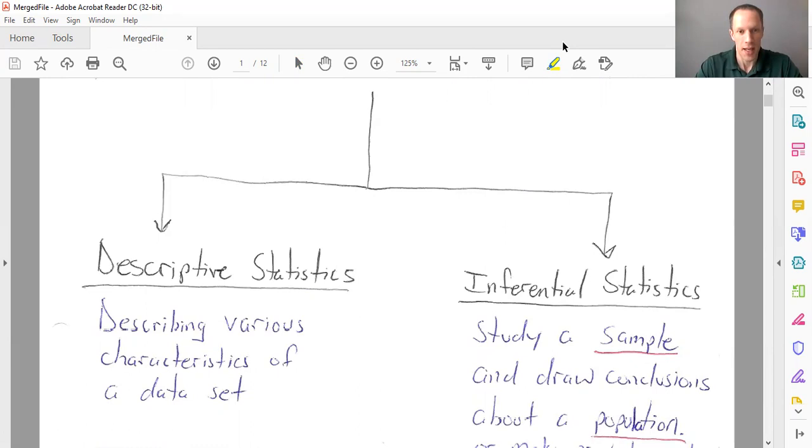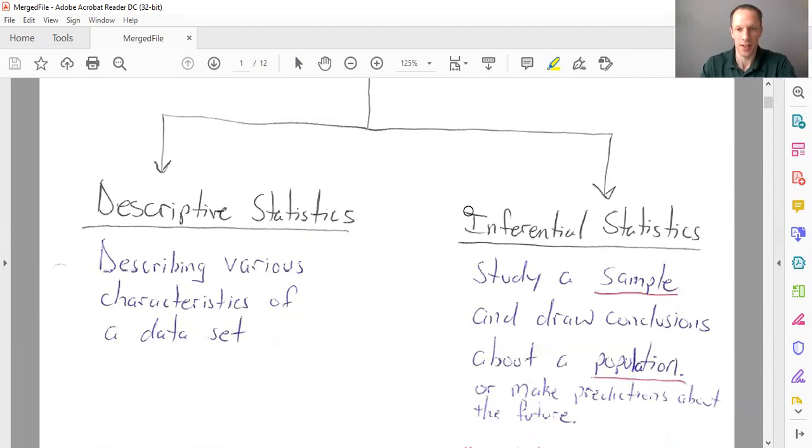We're going to learn how to describe several different kinds of characteristics of a data set in the first part of our course. Then towards the end of the course, we'll start looking at the other branch of statistics, which is inferential statistics. And you might see the word inference hiding there. Inferential statistics is where we study a sample and then draw conclusions about a population, or possibly make some predictions about the future. Now, sample, population, we'll see these terms quite a bit as we go through the course.